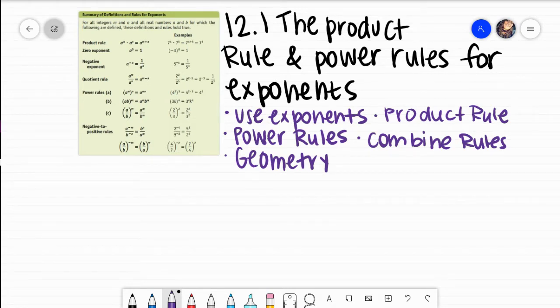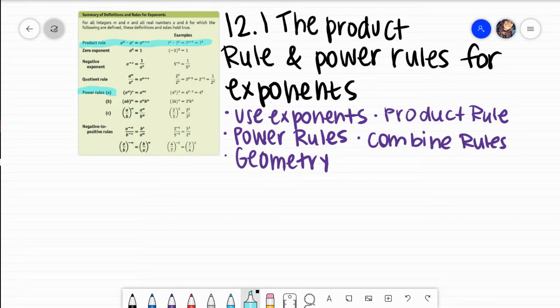But what we're going to look at first is going to be the product rule. Let me see if I can highlight this, which is that first rule right there. And then we're going to actually look at our power rules, which is all three of those rules right there.